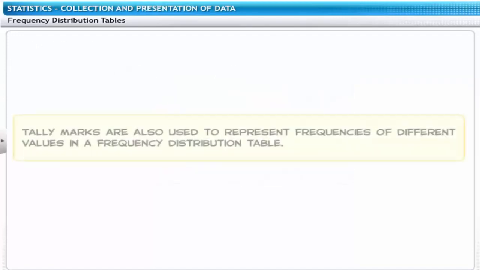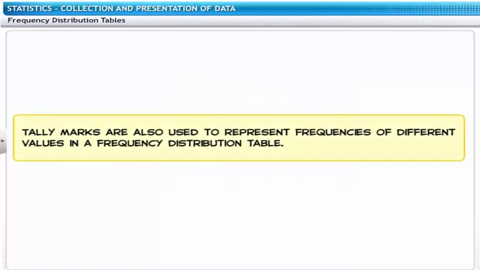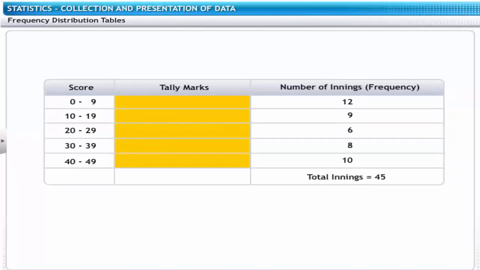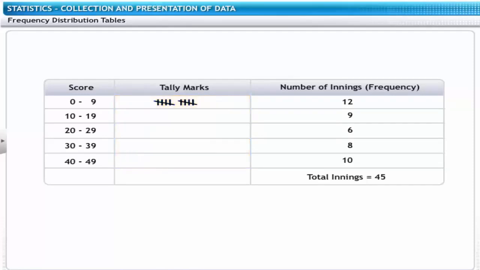Tally marks are also used to represent frequencies of different values in a frequency distribution table. Tally marks is a system of writing numbers using bars. These bars are grouped into sets of 5. Observe how 2 such sets and 2 vertical bars are used to represent the number 12.